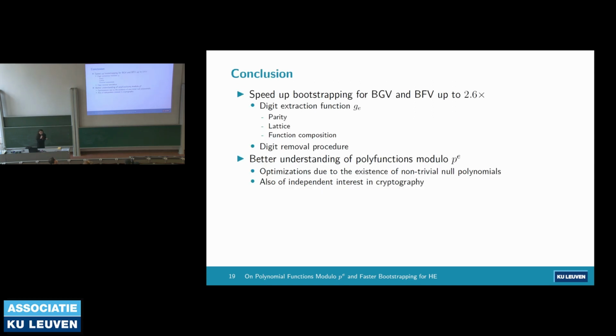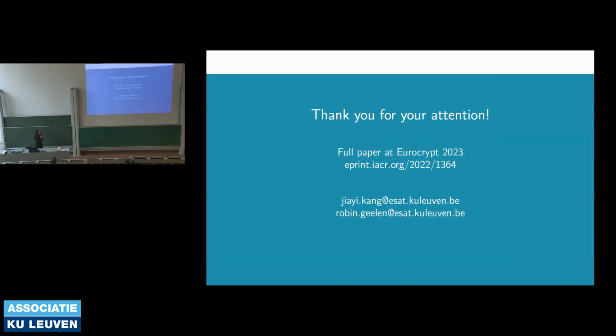In conclusion, we speed up the bootstrapping for BGV and BFV by optimizing the digit extraction function and the digit removal procedure. All these optimizations are possible due to the existence of non-trivial null polynomials modulo p to the power of e for all the polyfunctions. We believe polyfunctions modulo p to the power of e are also of independent interest, and we look forward to more applications in cryptography.